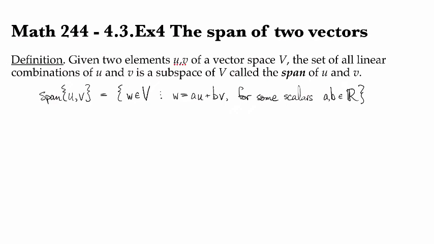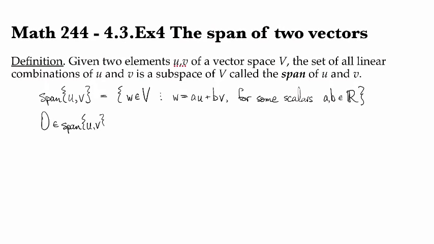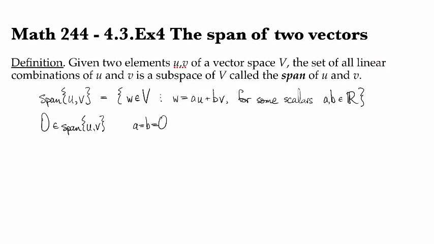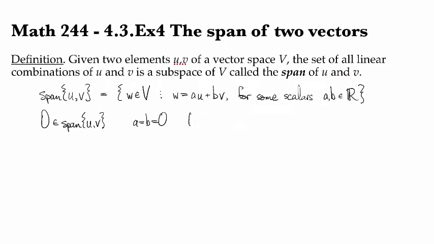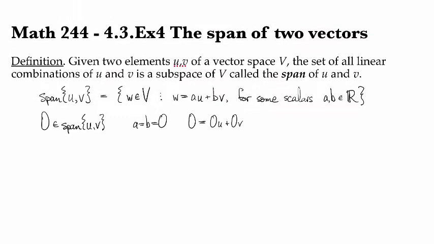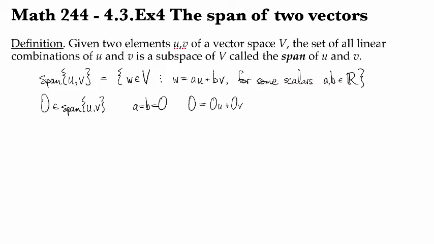Well, first off, it's clear that 0 is always going to be in the span of a couple of vectors, because if I take a and b both to equal 0, then I get that 0 is equal to 0u plus 0v. So we know that it contains the origin. All right, what about sums?